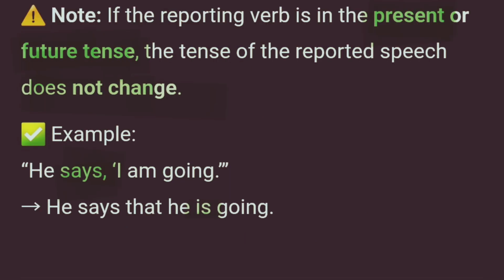One thing, keep in mind that if the reporting verb is in the present or future tense, the tense of reported speech does not change. Let's see an example. He says, I am going. Here the reporting verb is in simple present tense. That's why we will not change tenses. We will say, he says that, use connector, then he is going. Here tenses will not be changed.